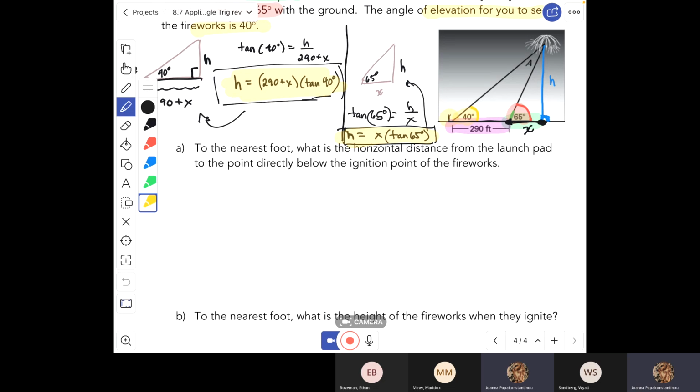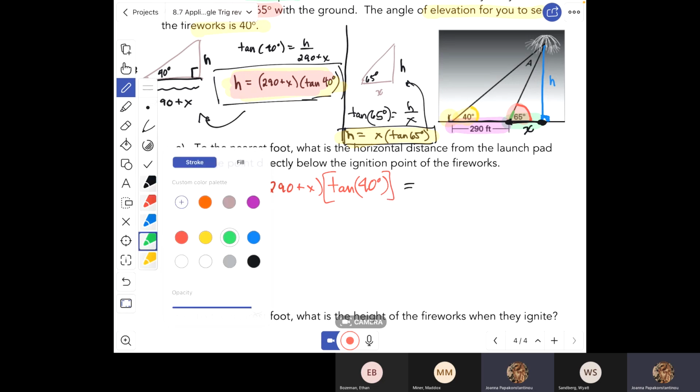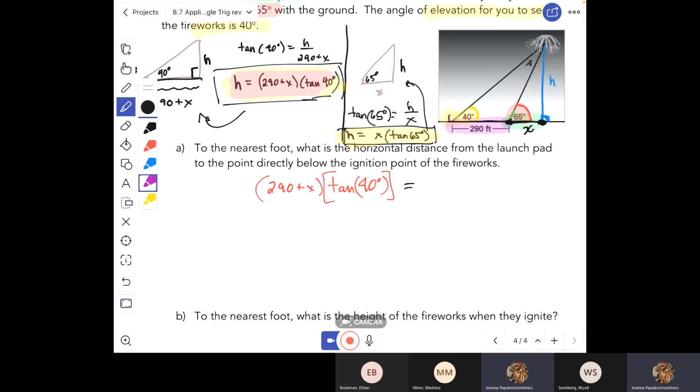If those two H's are the same, can I not set those expressions for H equal to each other? They're the same H. So I can take this H, which is 290 plus X times the tangent of 40 degrees, and I'm going to put that in a big bracket because that's just a number. Can't I set that equal to this? Okay, so that is X times the tangent of 65 degrees. Does everybody see, this is the leap, how those are the two different ways to represent the same numerical value?